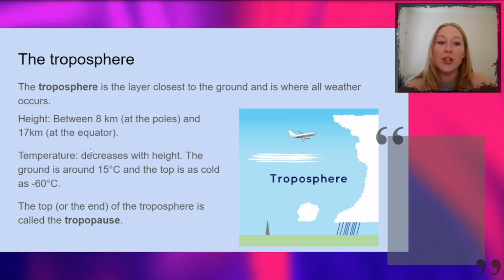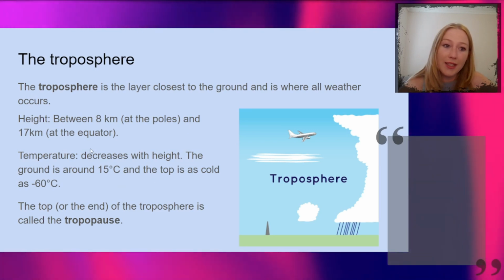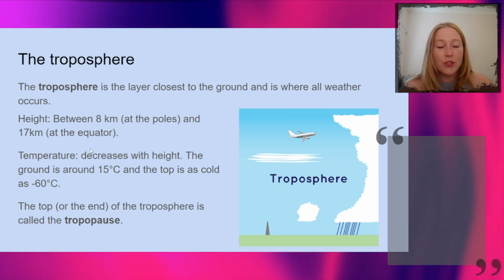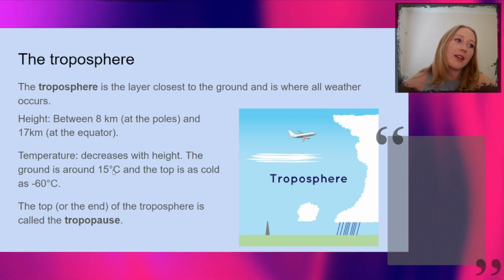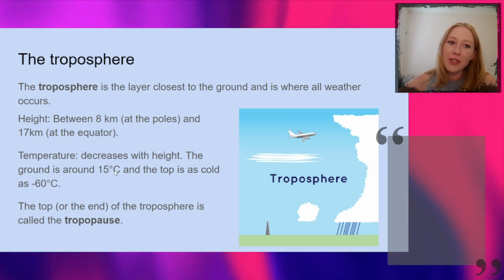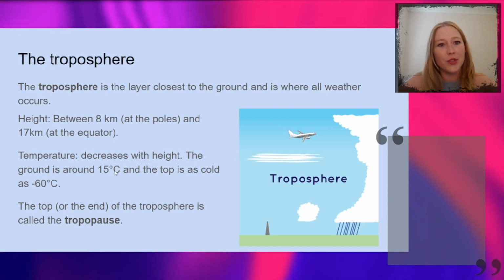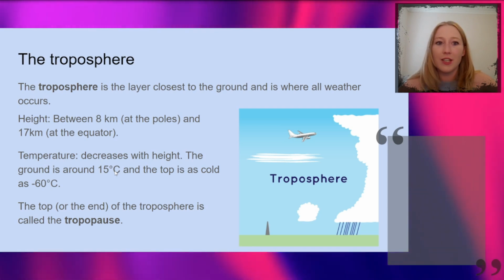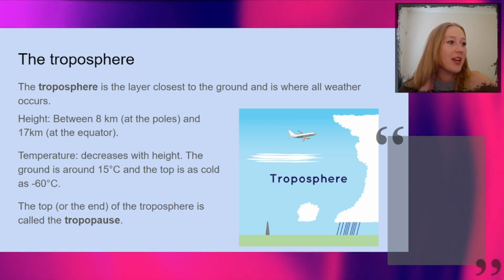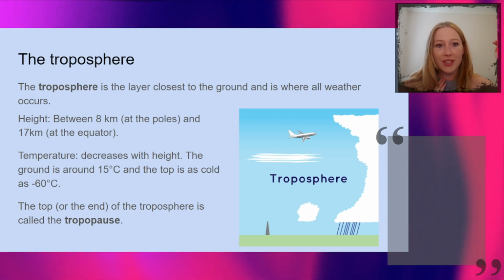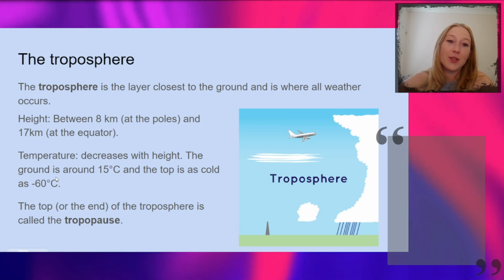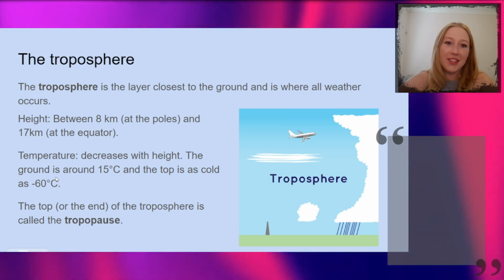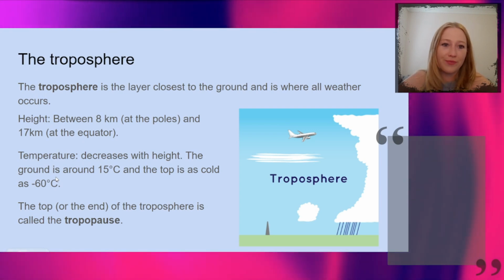Then temperature tends to decrease with height or with altitude. So the higher up you go in the troposphere, the colder it gets. Typically at the ground, we can say an average of 15 degrees Celsius, but we know weather is its own thing. It can be a variety of different temperatures. And as you increase in altitude, it can get as cold as negative 60 degrees Celsius. So needless to say, just very cold.